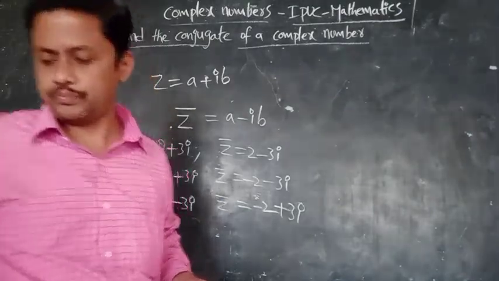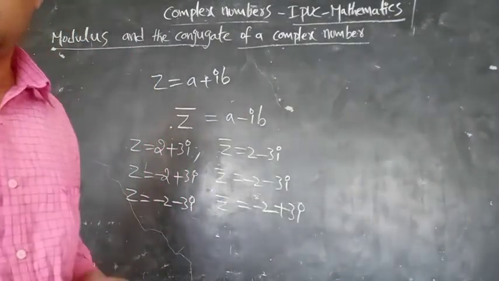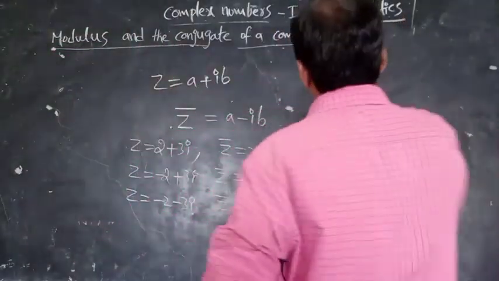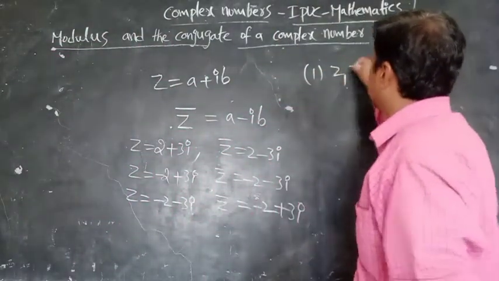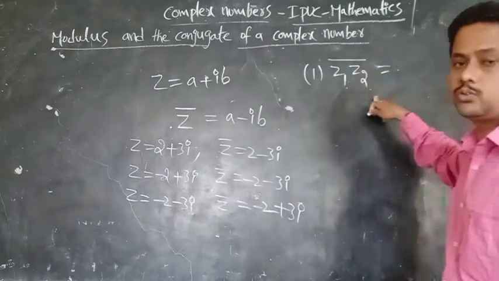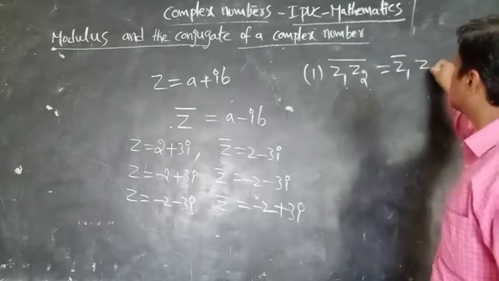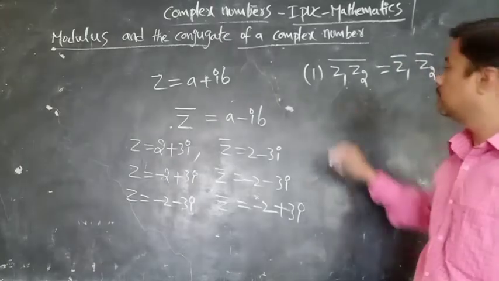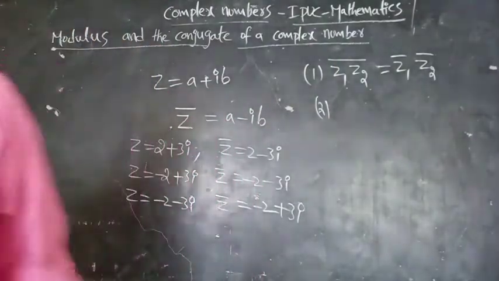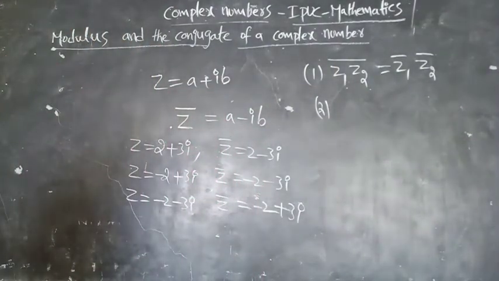So some properties are there. See, conjugate properties. What are the conjugate properties? The first one: the conjugate of z1 z2 is equal to what? z1 conjugate into z2 conjugate.